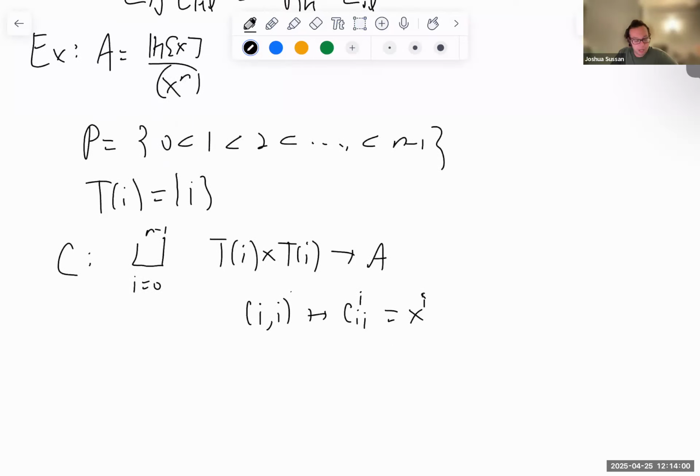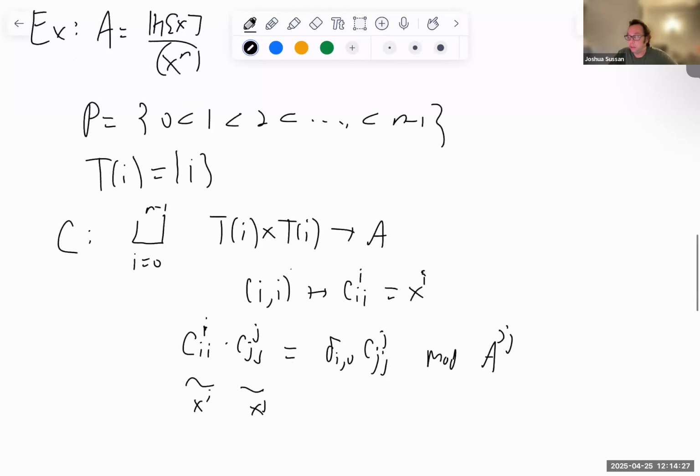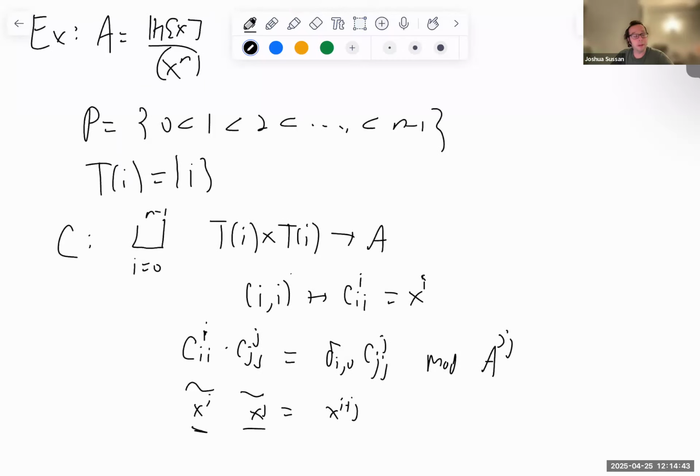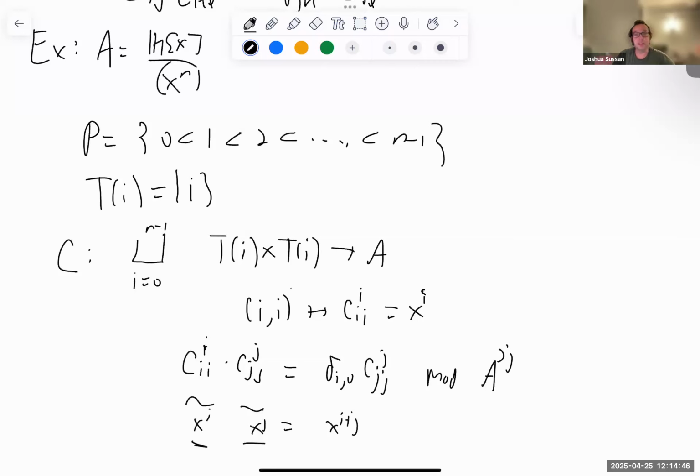And to see that this is really a cellular basis, let's check a couple of the most important properties. If I multiply Cii times Cjj, think of this as x to the i and this as x to the j, this is equal to delta i0 Cjj mod terms higher than j. Because, of course, x to the i times x to the j is x to the i plus j. If i is equal to 0, then 1 times x to the j is just x to the j. Otherwise, you get higher terms, but you ignore them. Okay, so it turns out that a truncated polynomial algebra is also a cellular algebra.